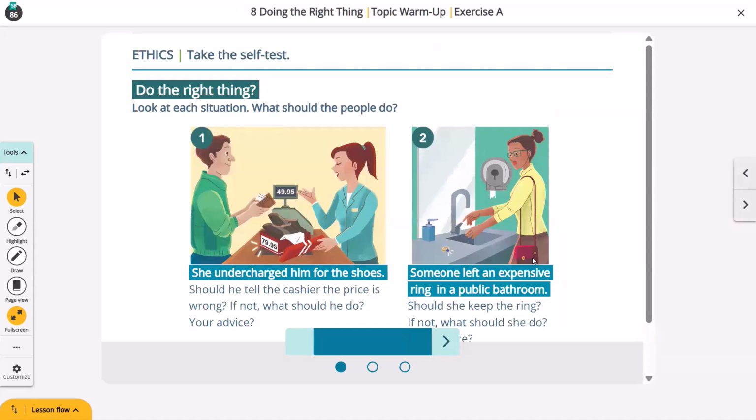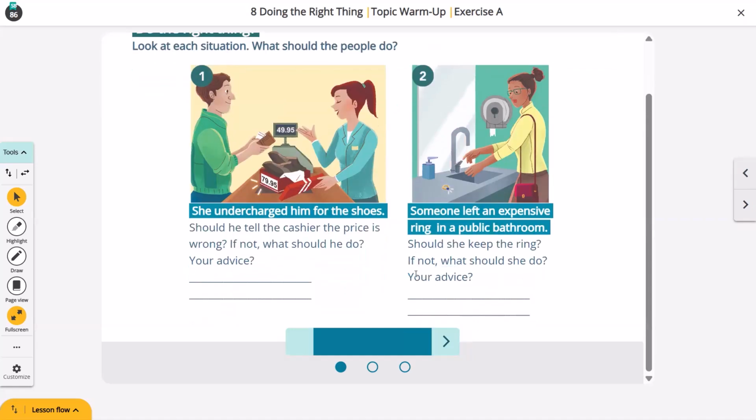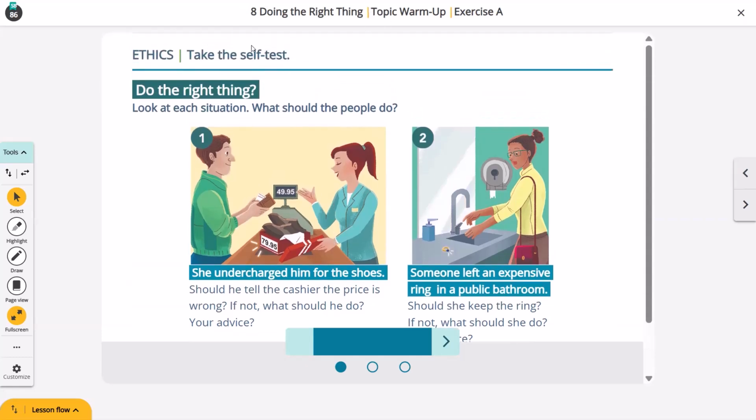So let's talk about doing the right things: ethics. In this case, we are going to learn new vocabulary about ethics. Take the self-test. So what do you think the word ethics means? Ethics. Like the meaning. We know it in Spanish because it's borrowed. But Carla, please. Well, in Spanish it is ética, and particularly it means the actions that people do.